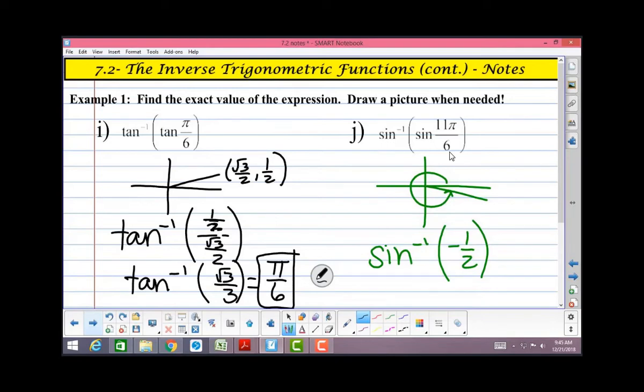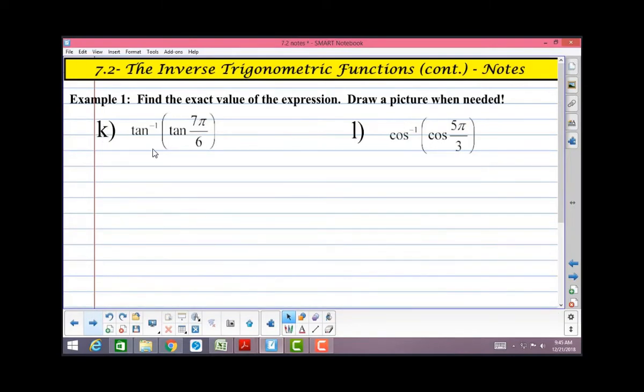No, wrong. The reason is we know our inverse trig functions of sine, the answer has to be between negative pi over 2 and pi over 2. So if we're in the fourth quadrant, it's not going to be 11 pi over 6. It's actually going to end up being negative pi over 6. And that ends up being your answer.